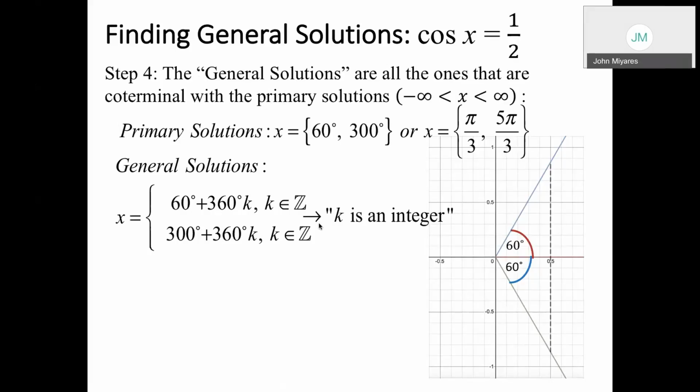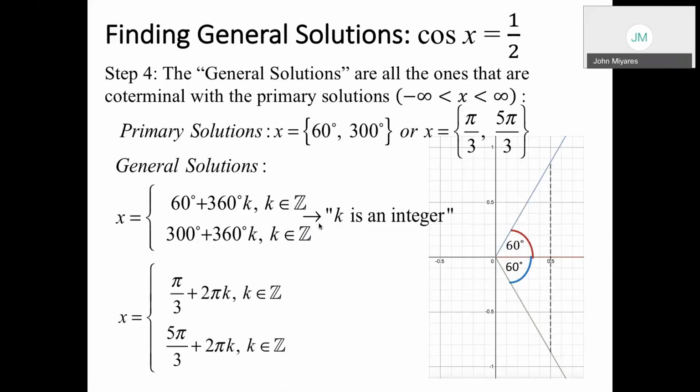The radian approach is similar, except instead of saying we're going to add multiples of 360 degrees to our primary solutions, we're going to add integer multiples of 2 pi radians to pi over 3 and 5 pi over 3, our primary radian solutions.